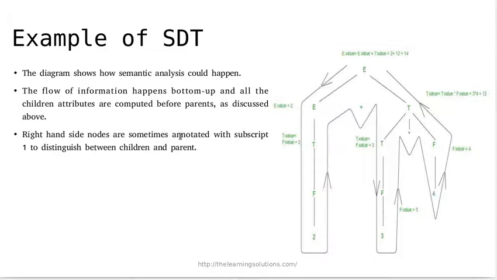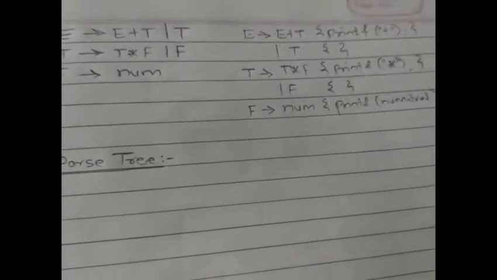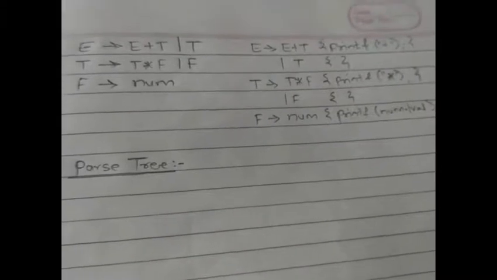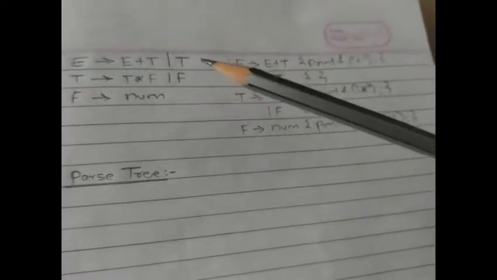Next we will see an example where bottom up as well as top down parsing methods will be used, and some semantic actions will be there for the productions. Now see this example. Here the given grammar has 3 production rules: E derives E plus T or T, T derives T star F or F, and F derives num. Along with this grammar some semantic actions are also given.